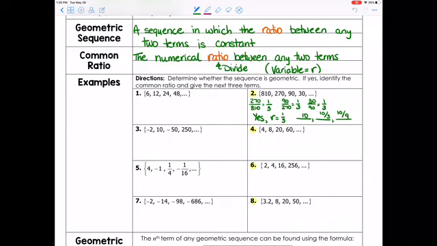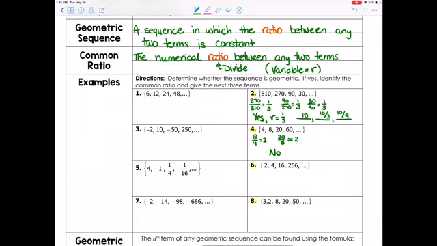So let's look at example 4. If I take 8 divided by 4, we get 2. Take 20 divided by 8, we do not get 2. So this is not geometric because they have a different ratio. Okay, let's look at number 6.